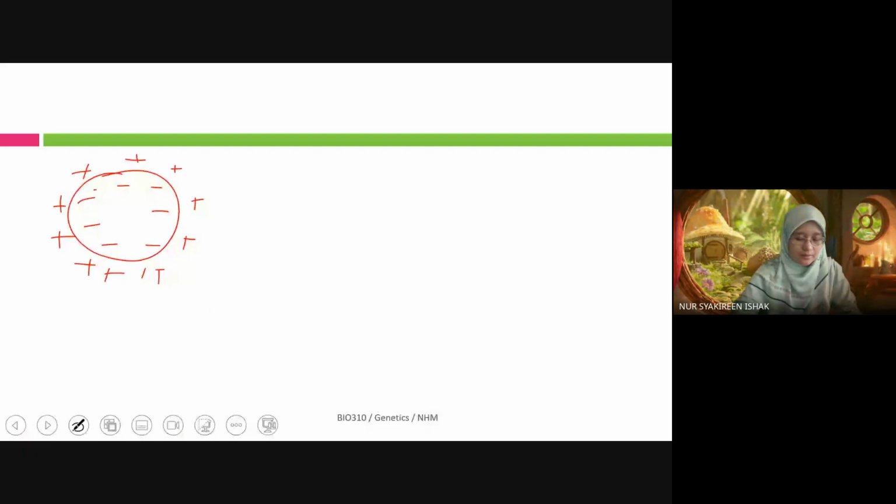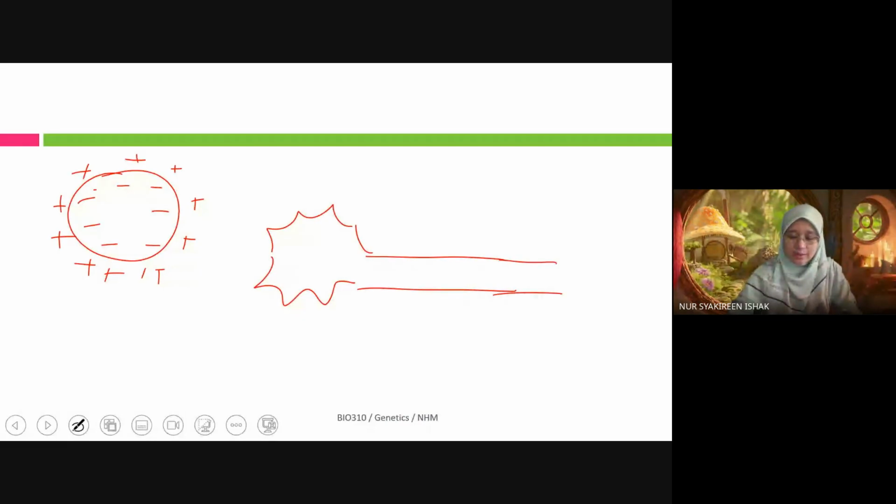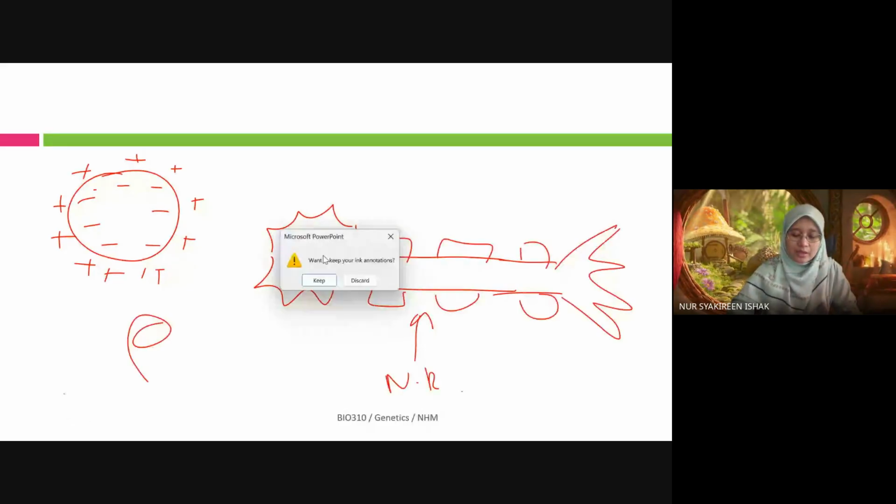Okay, so the same goes for a neuron. So this is a neuron. The axon, and then we have the axon terminal. Okay, so the neuron is covered by myelin sheath. We have here the nodes of Ranvier.